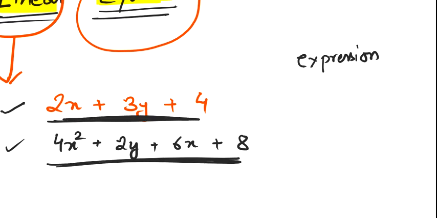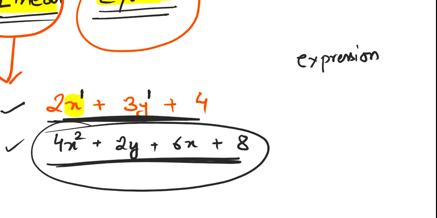Now the important thing to understand about linear. See, the power of x is 1, the power of y is 1, but in the next expression, expression number 2, the power of x is 2 and the power of y is 1. x and y are called the variables, 2 and 3 are known as the coefficients of the variables, and this is known as the constant.